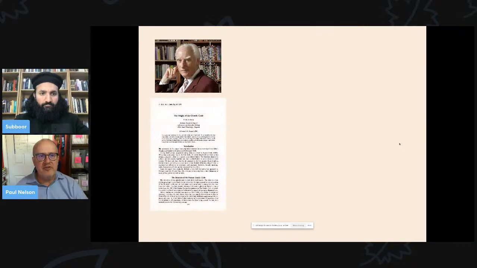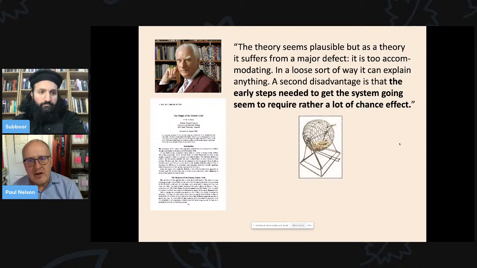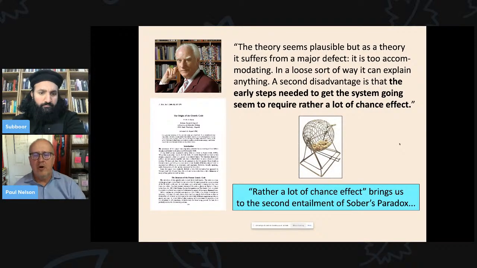So here's how he puts it at the end of the paper. This is in the last paragraph. The theory seems plausible. This frozen accident theory seems plausible, but as a theory, it suffers from a major defect. It is too accommodating. In a loose sort of way, it can explain anything. A second disadvantage is that the early steps needed to get the system going seem to require rather a lot of chance effect. Okay.